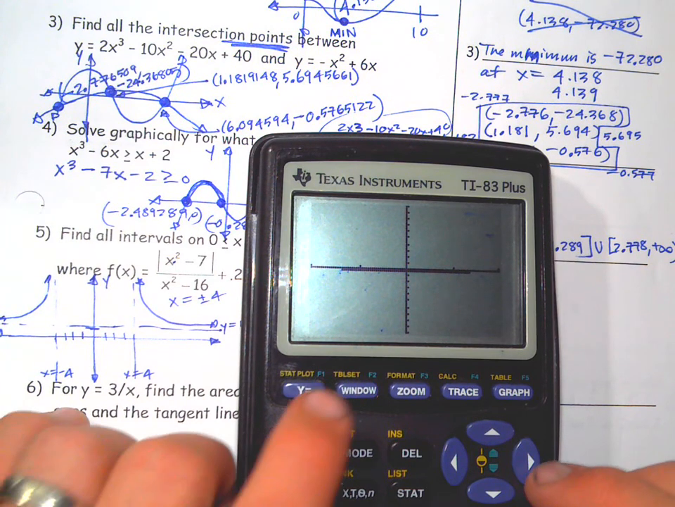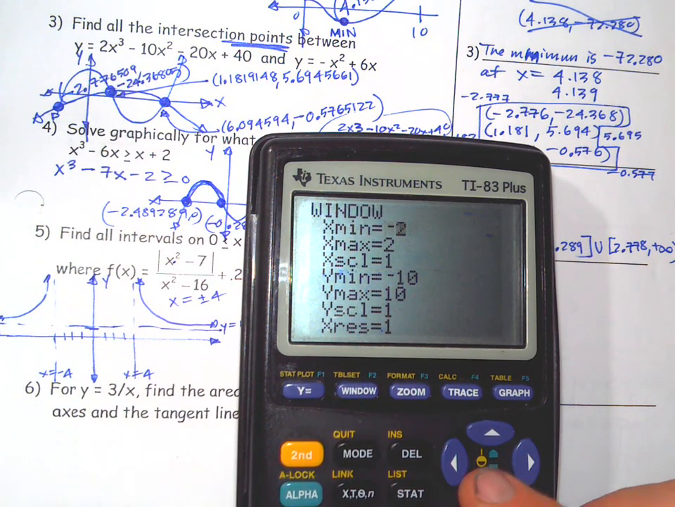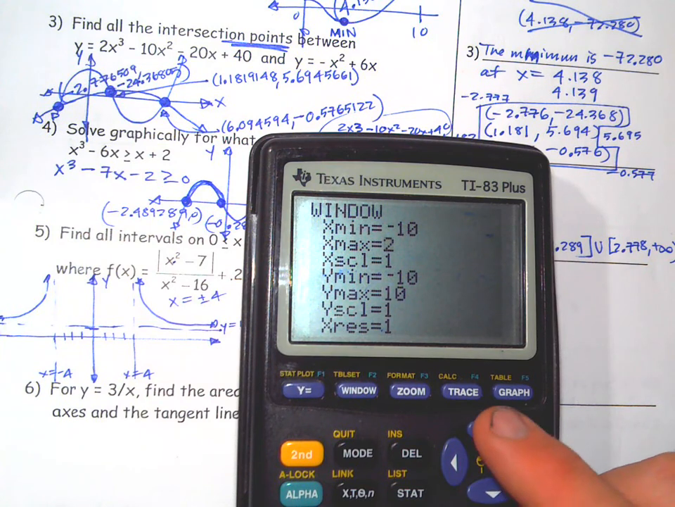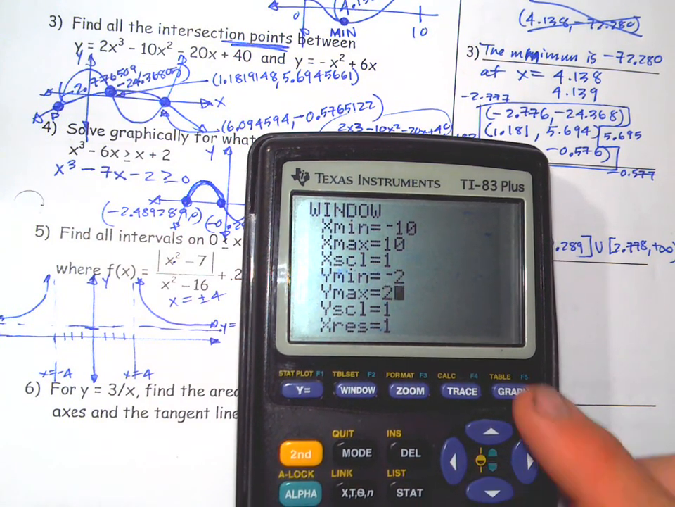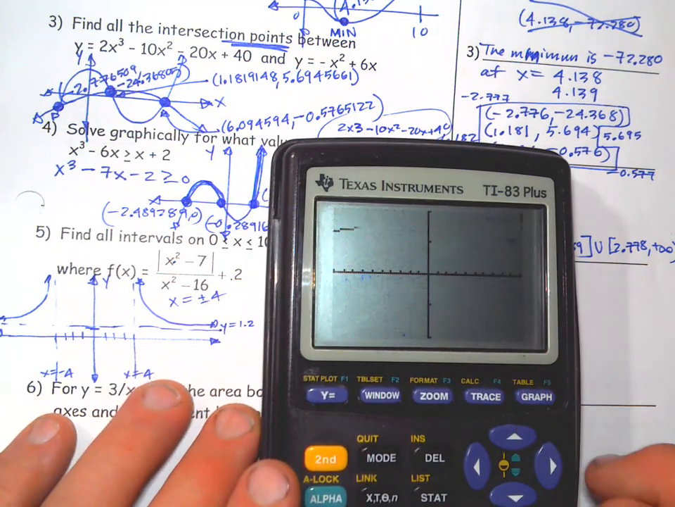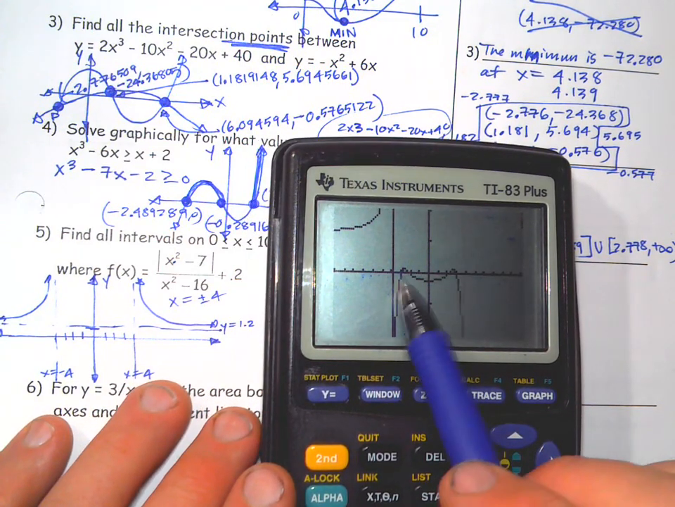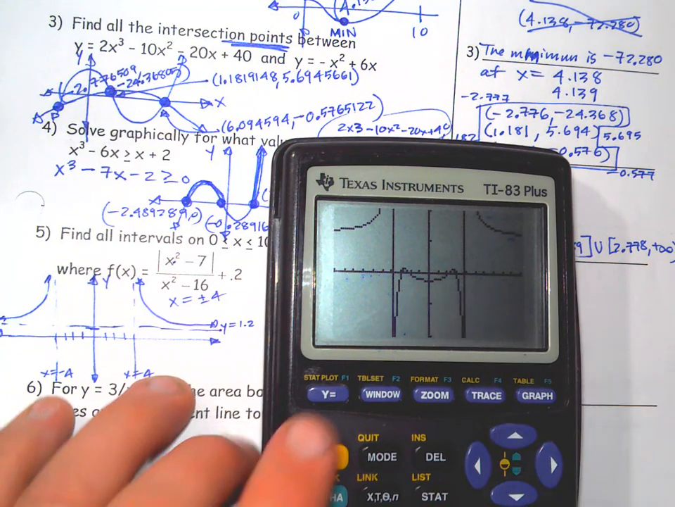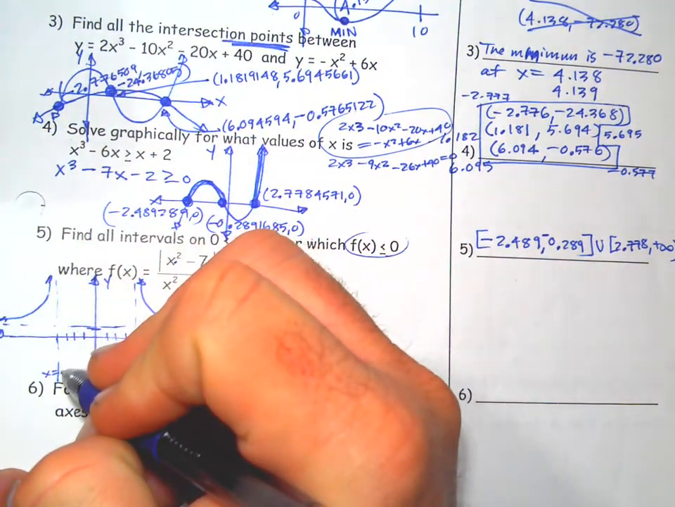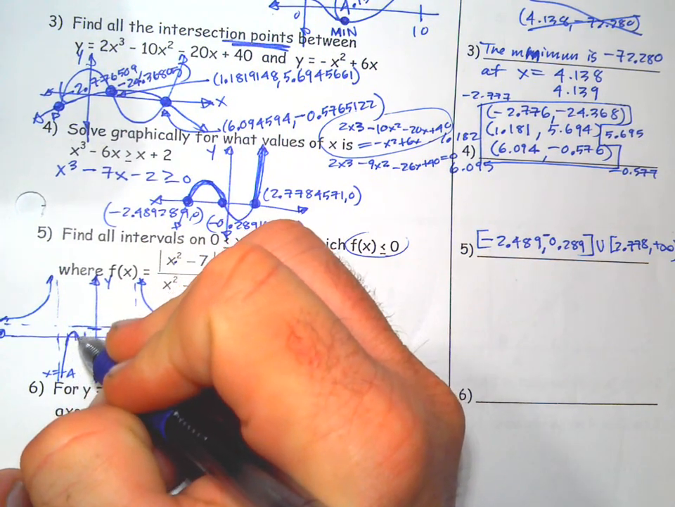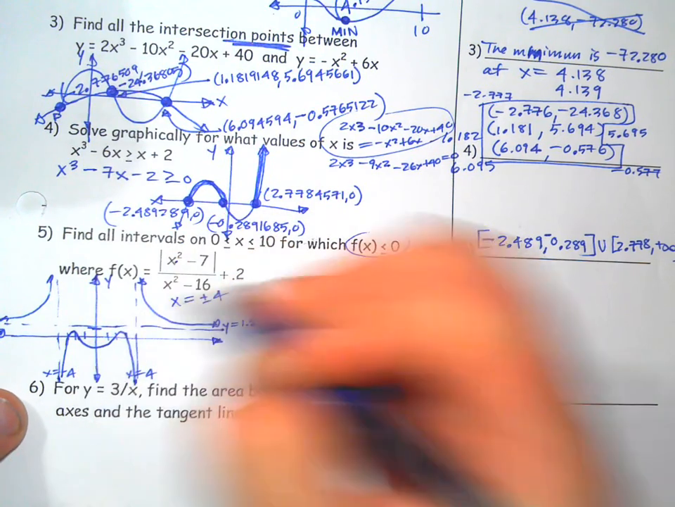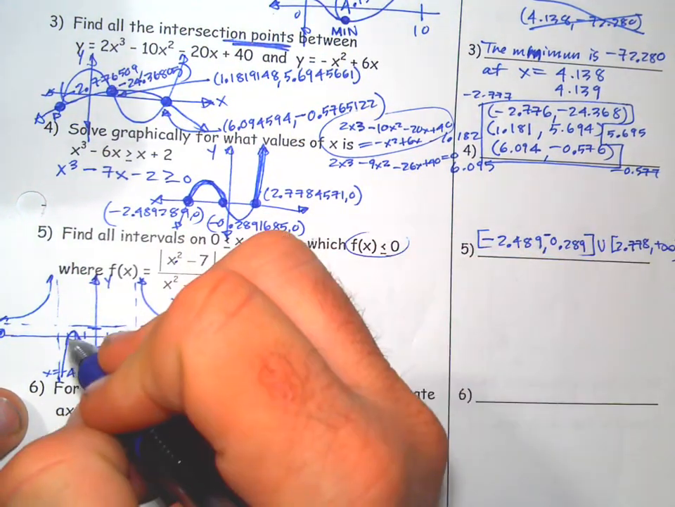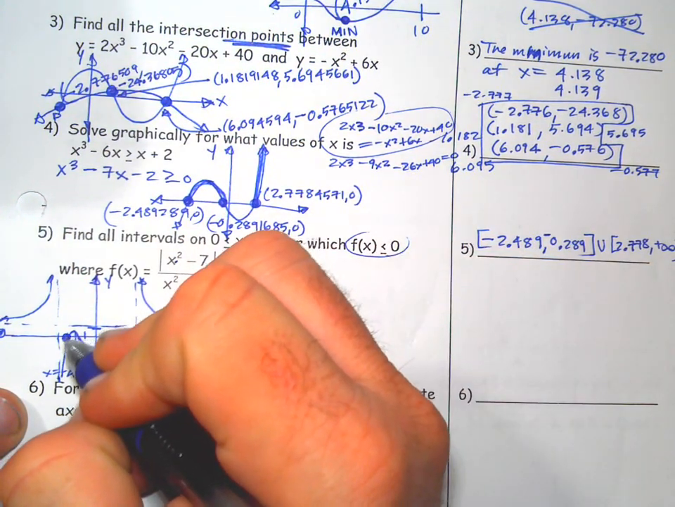Oh, I did the wrong thing. I was doing negative 10 to 10 for the x values and negative 2 to 2 for the y values. Try that. Oh, look, it looks like it goes over and over, right? So for my sketch, I'm going to say, okay, well, it kind of goes over it, and it goes over it again. So we need to figure out what those values are now. So less than or equal to 0. So these are going to be solid dots, right?